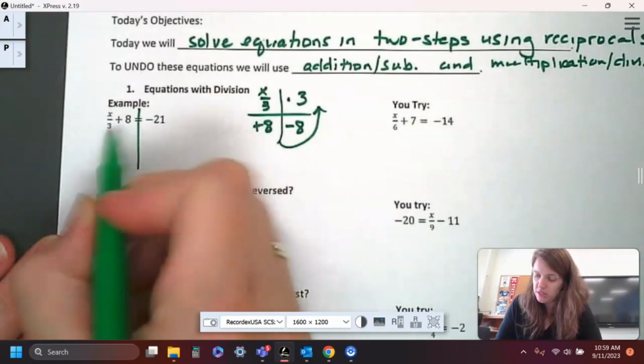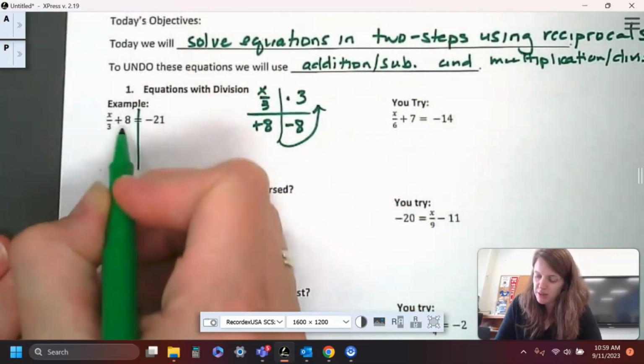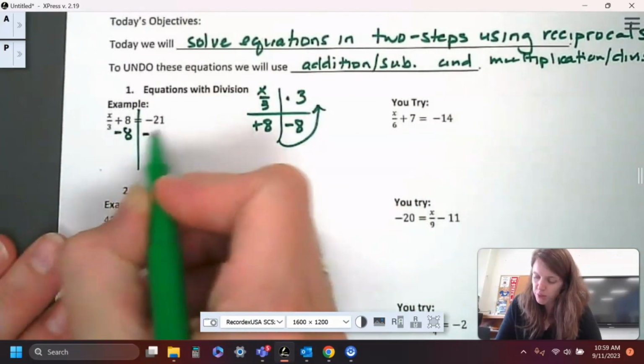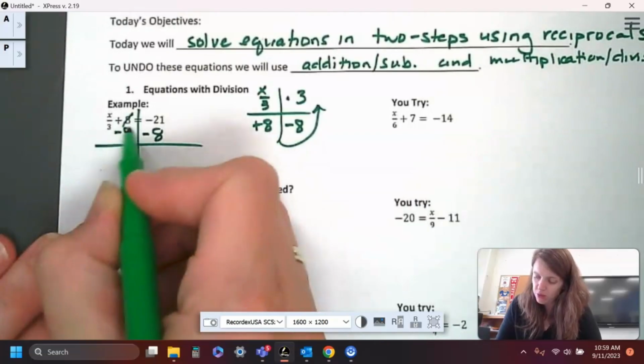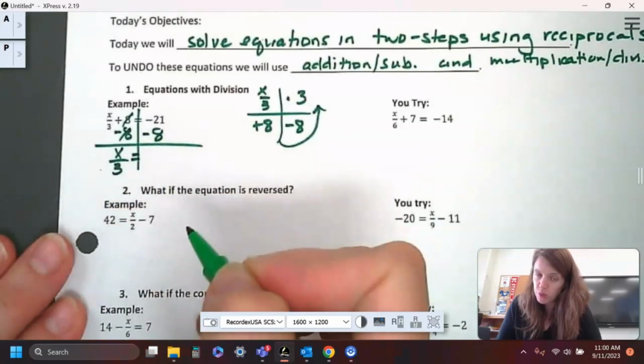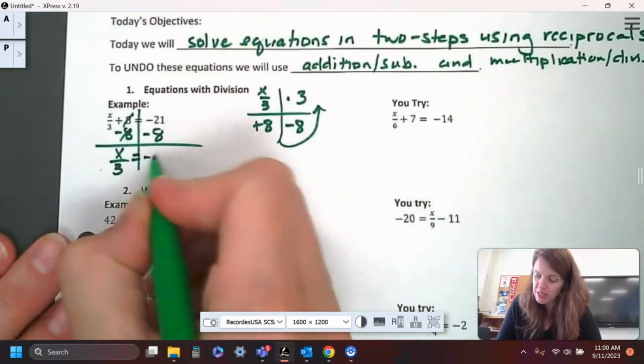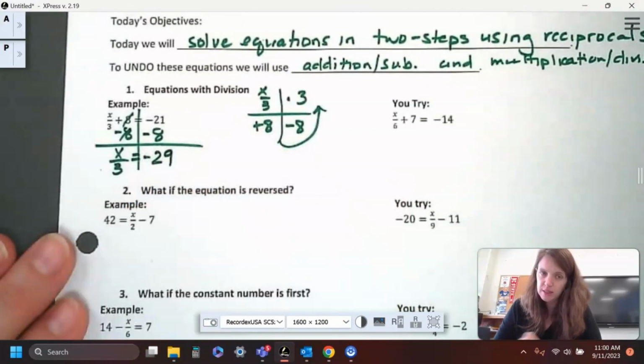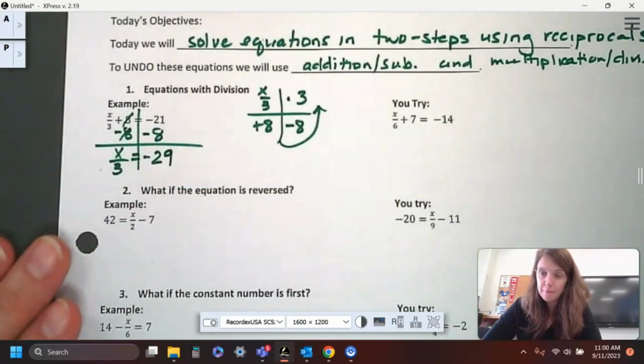So let's look at this one. If this is a positive 8, we're going to do a minus 8, right? But we're going to do it on both sides. So these two are going to cancel, and we get x over 3 equals negative 21 minus 8, which should give me a negative 29. I've got two negatives, combining them, I've got more negatives, right?